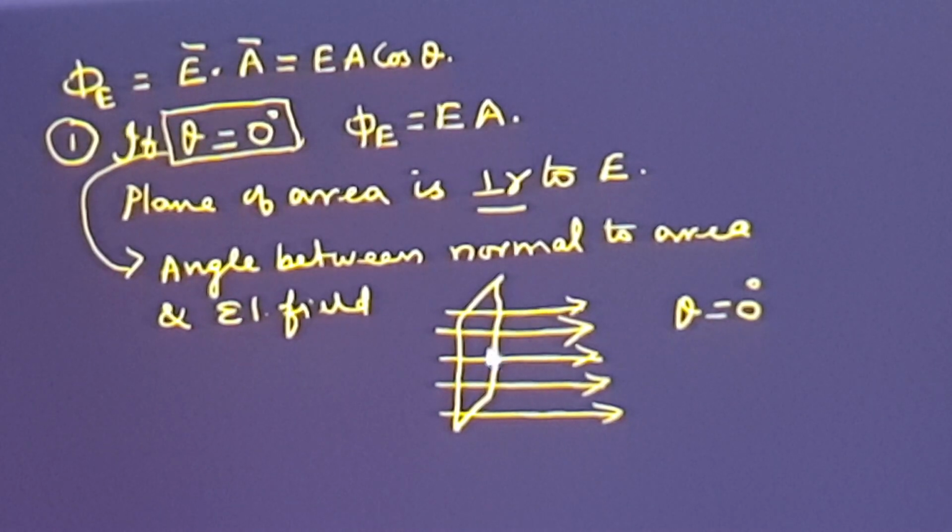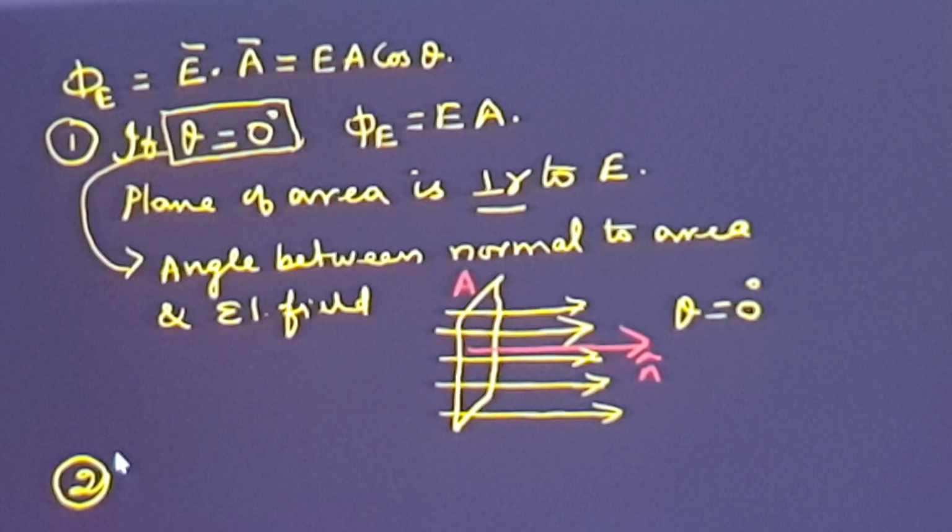First, you have to draw the normal to this area. I am drawing it with the help of a red color line. The normal to the area I am marking as n cap. Now you find the angle theta. The angle between this red line and this yellow line will become 0. That is the angle between the normal to the area and the electrical field. If that is the case, then the plane of this area A is perpendicular to the electrical field.